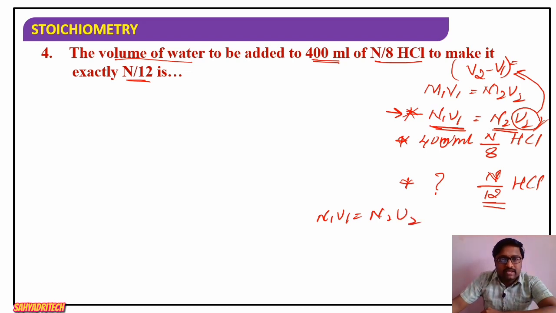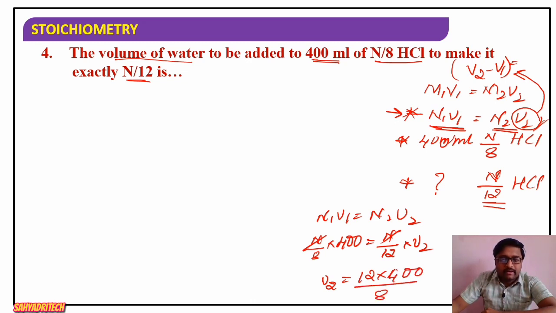So if I consider N1V1 is equal to N2V2, what is N1 here? That is N by 8, into volume. How much do we have? We have 400 ml. What is N2? N by 12. We don't know V2. So N cancels here, right? So if I equate for V2, 12 is taken on this side, so V2 is equal to 12 into 400 divided by 8.